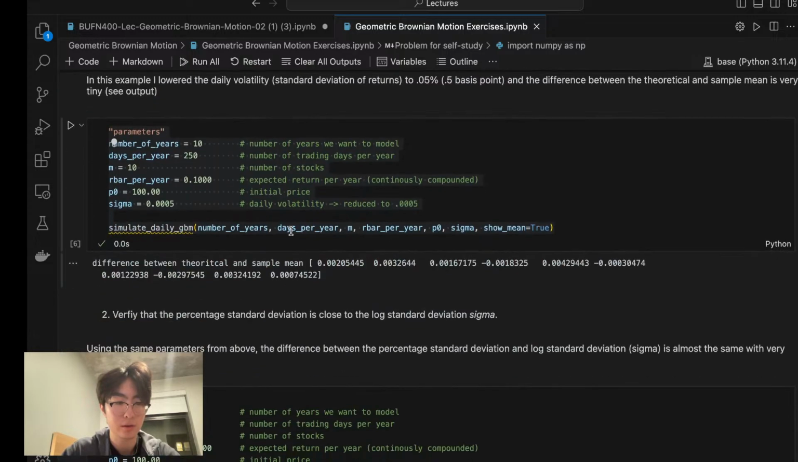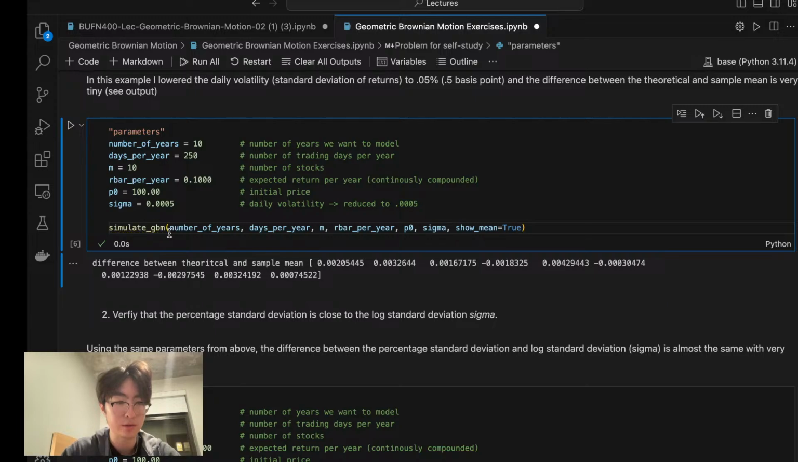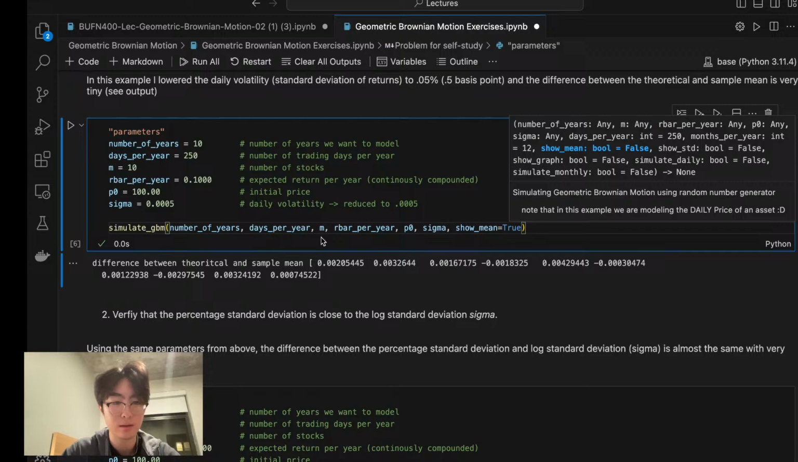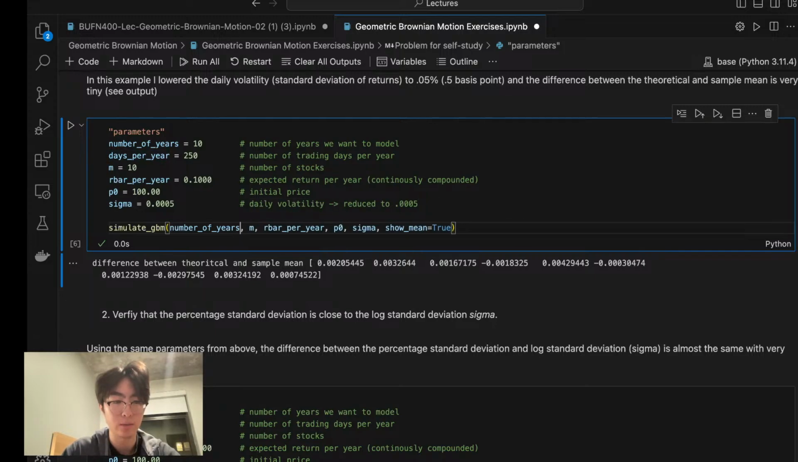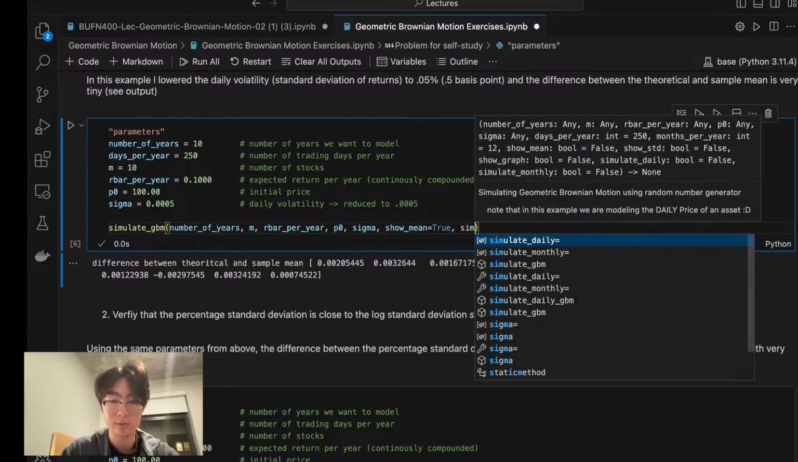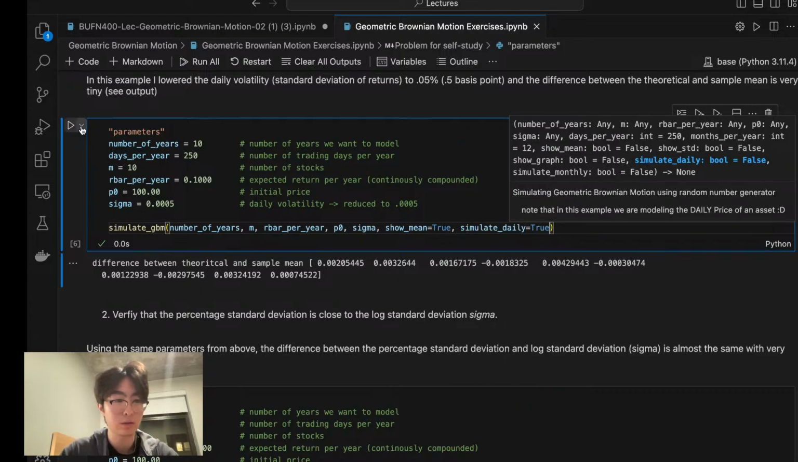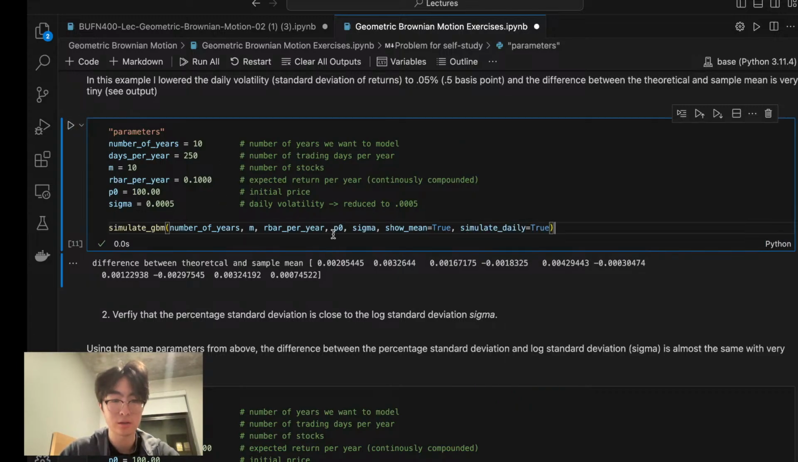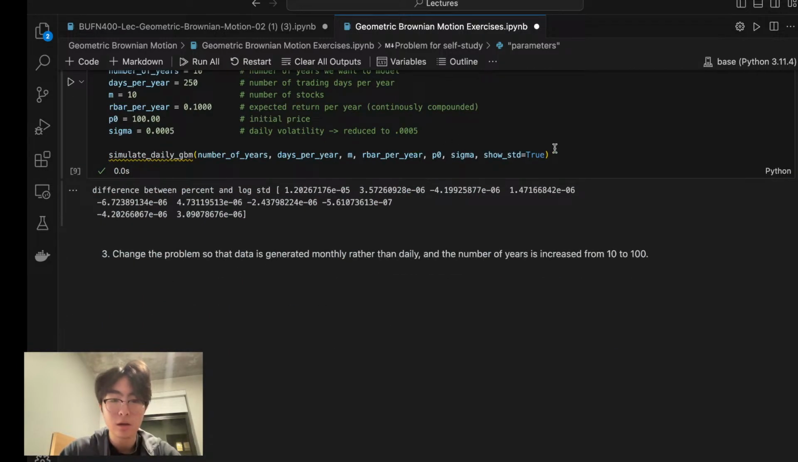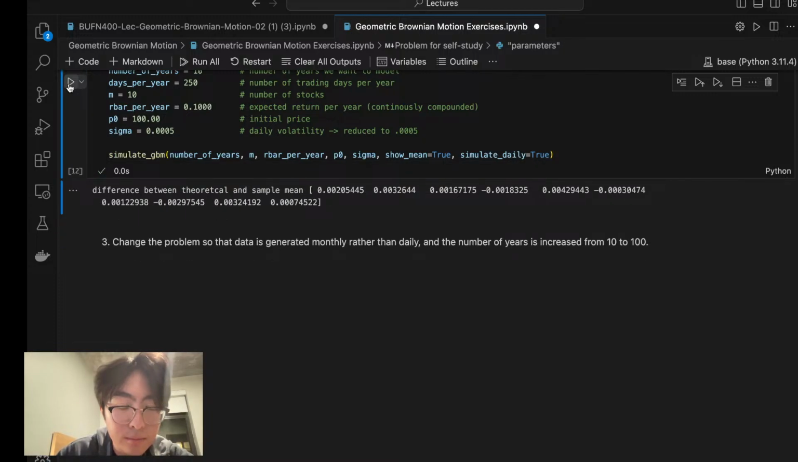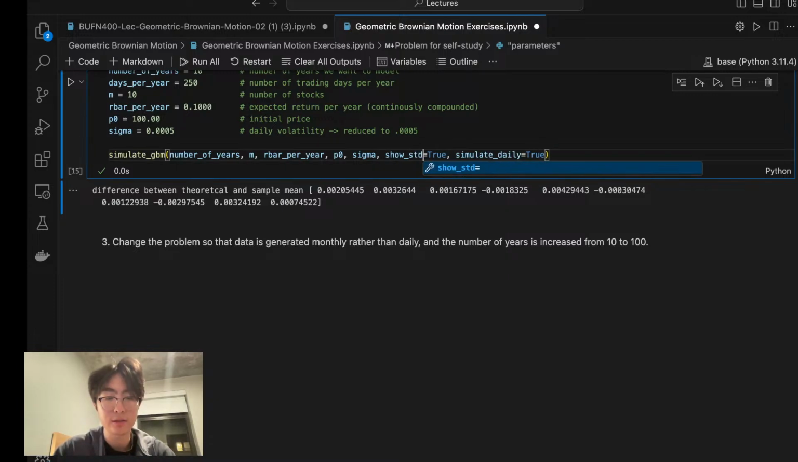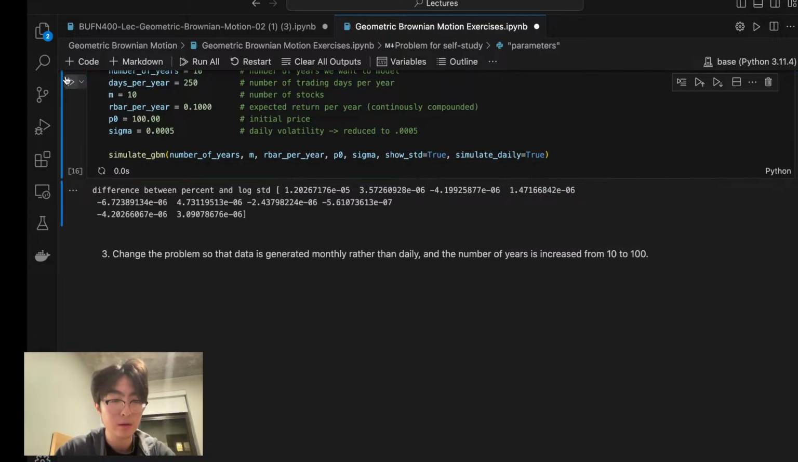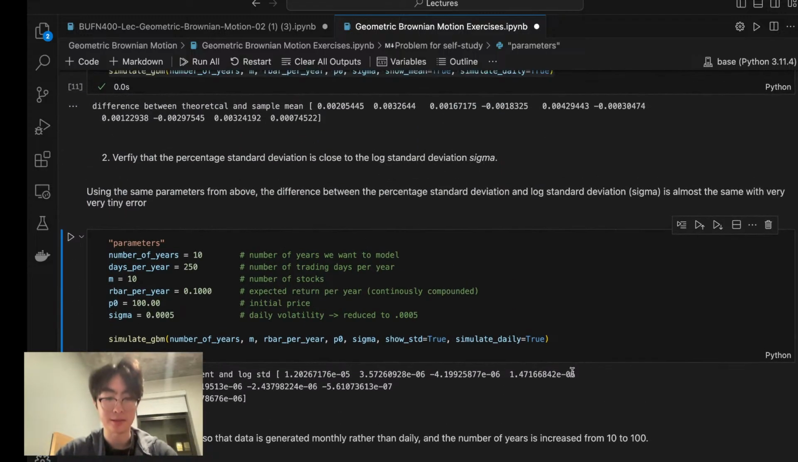Nice. So we simulate GBM now, and then I think we would do days per year. Ooh, we do not want days per year actually. We want to simulate daily is equal to true. Nice. So are the things the same? Show STD is equal to true. Yeah, okay, it's about the same, right?